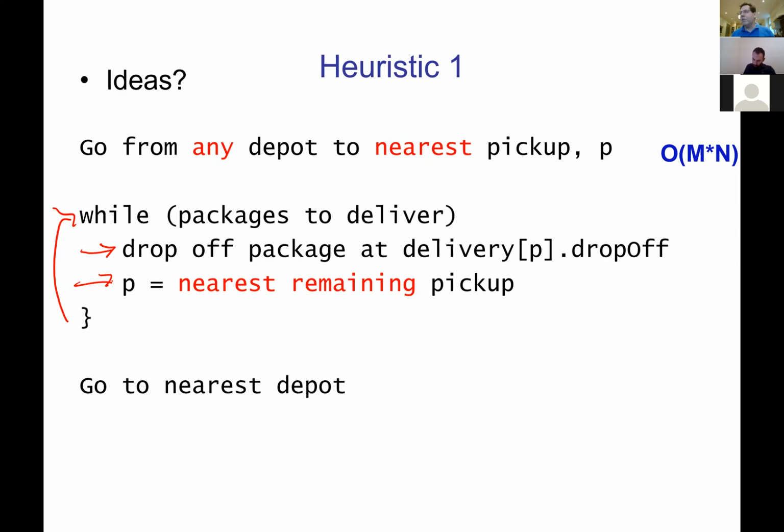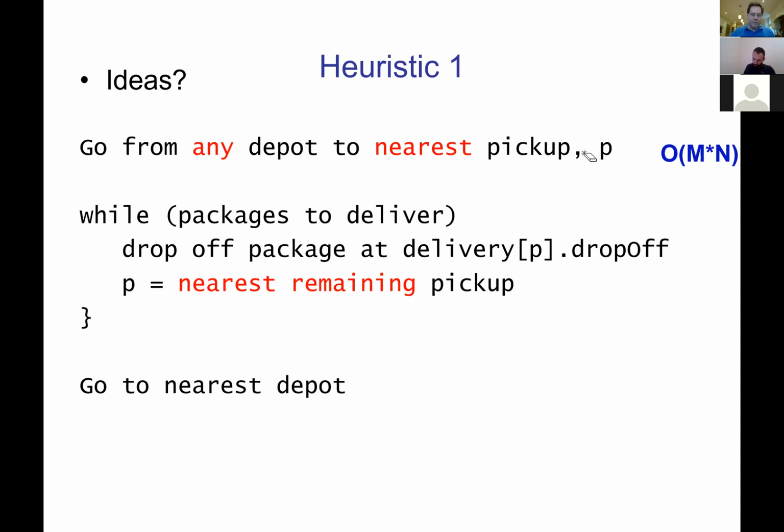Okay, so let's look at what the complexity of this is. We need to go from any depot to the nearest pickup, so we want to figure out what's the best choice there. There are M depots and there are N pickups. So there are order N times M choices. We're going to check them all and pick whichever one has the lowest travel time.